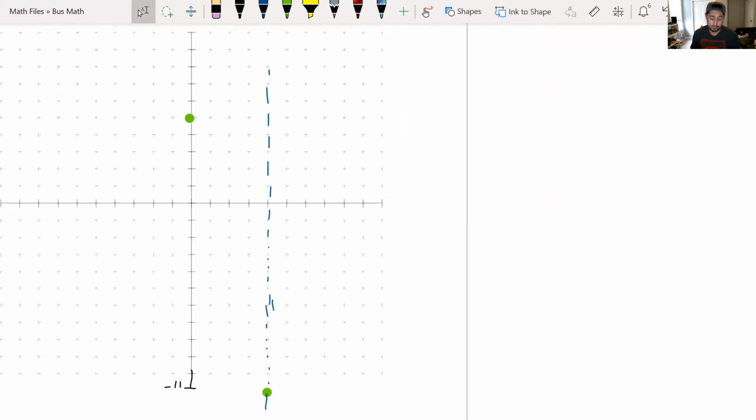Now, let's look at your y-intercept. How many spaces away is your y-intercept from your axis of symmetry? 1, 2, 3, 4. This means you can reflect that point over the axis of symmetry 4 spaces. 1, 2, 3, 4. And there's my third point. 3 points to make the parabola. Connect your points, we're done.